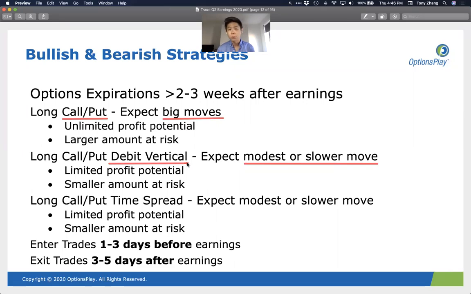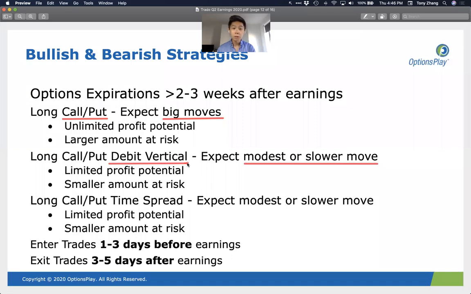So we have a good sense for where they're going to report. And so when we expect more of a modest or slower move, we use a strategy like a debit vertical spread. And this combines buying and selling. So we talked about the benefits and pros and cons of buying and selling. And you never want to necessarily be in one camp. If you can combine the two into one, that's when you can really maximize the use of options.